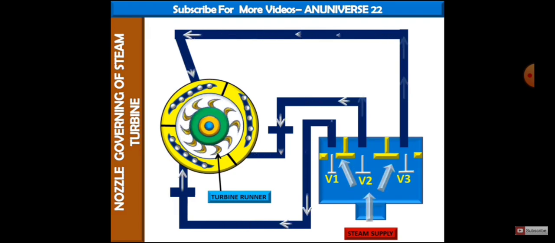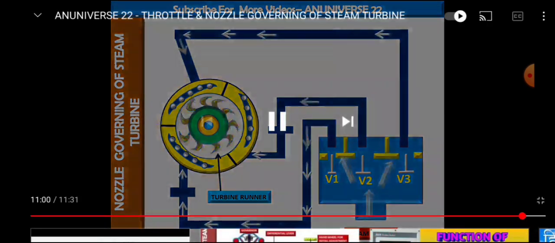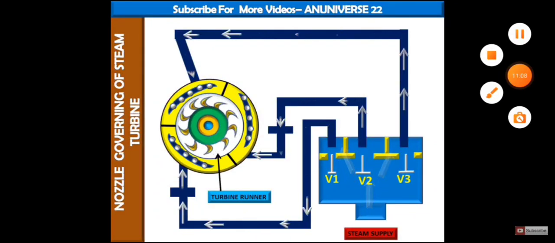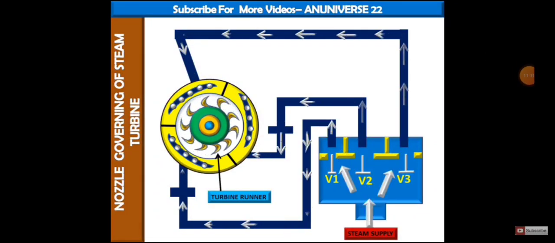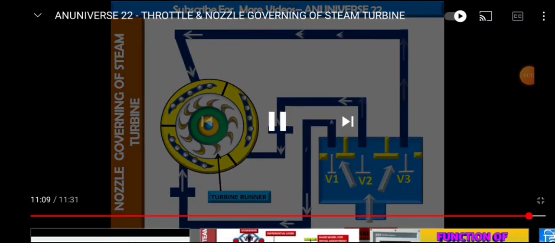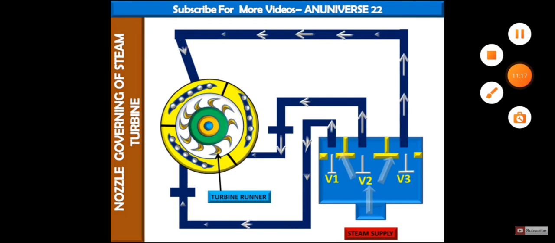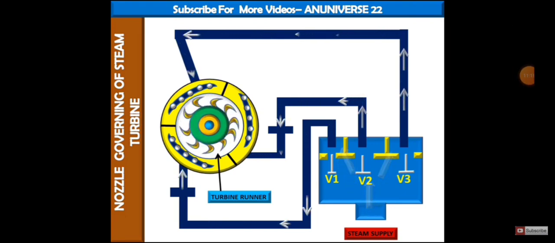Today we have learnt about nozzle governing, throttle governing and the types of governing of steam turbine. The nozzle control governing cannot be used for multi-stage impulse turbine due to small heat drop in the first stage.